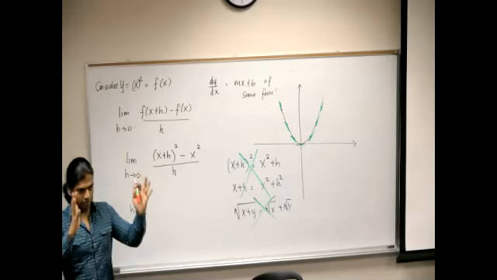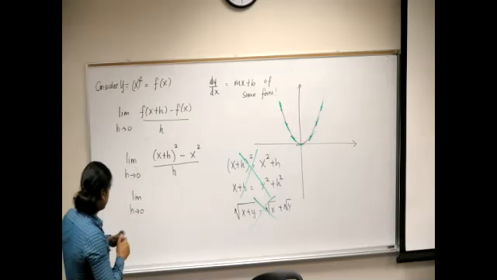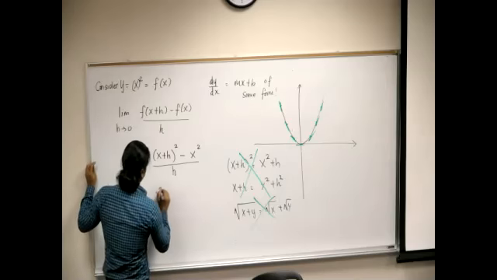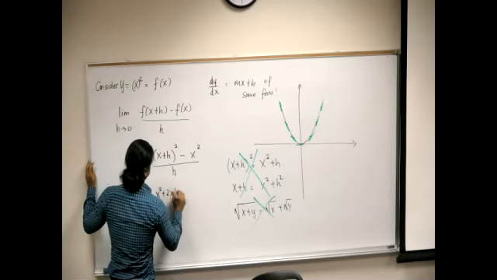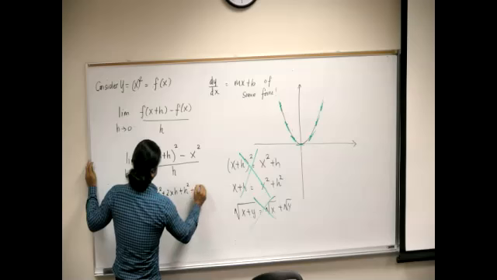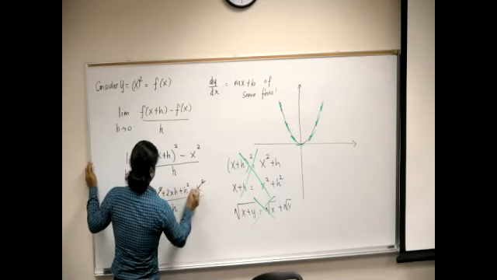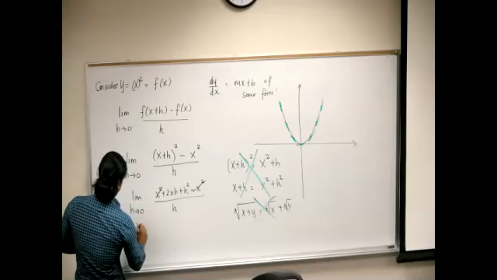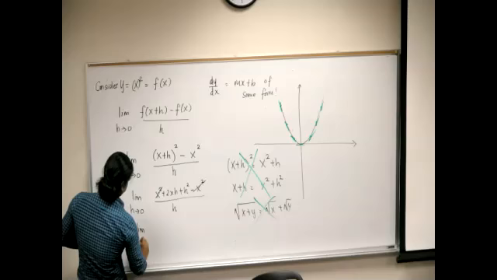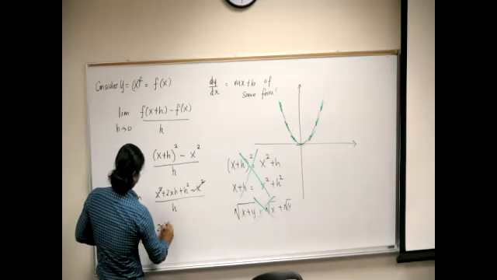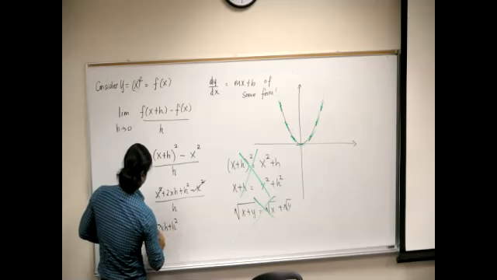x plus h squared equals what? You foil. Yep, which is x squared plus 2xh plus h squared, which will then remove the x squared from both sides, and from there you get 2xh plus h squared. You cancel out the h, and then you get 2x plus h. As h approaches 0, the limit will eventually become 2x.